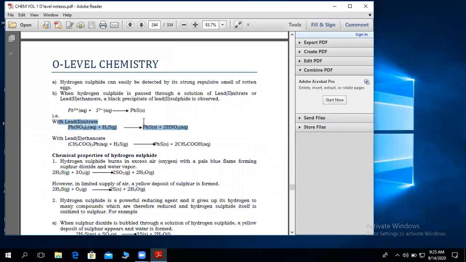So all compounds, actually all sulfides, they are black, except zinc sulfide. For zinc sulfide, it is a white solid. But the other ones, iron II sulfide is black, copper II sulfide is black, and lead II sulfide, we are saying it is a black precipitate. So take note of that.